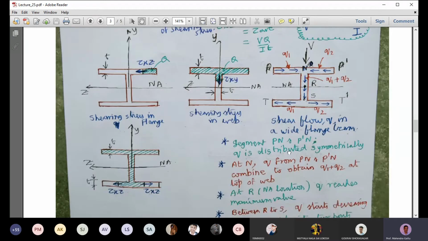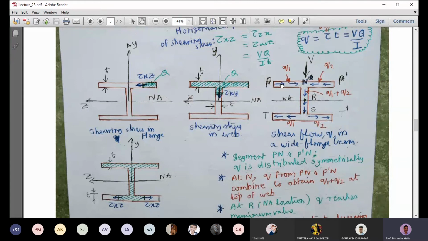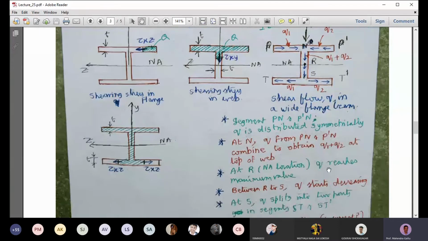Okay, so that is what I have summarized here. For segments PN and P prime N, Q is distributed symmetrically with respect to the vertical plane. At N, Q from PN and P prime N combine to form Q1 plus Q2 at the top of the web. It's just like a fluid flow: water from here is joining up and increasing, and you can apply the mass conservation equation, or think of it like a current, I equals I1 plus I2. At the neutral axis location, Q reaches the maximum value.